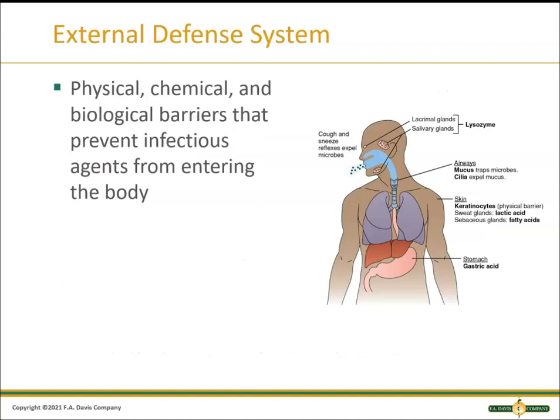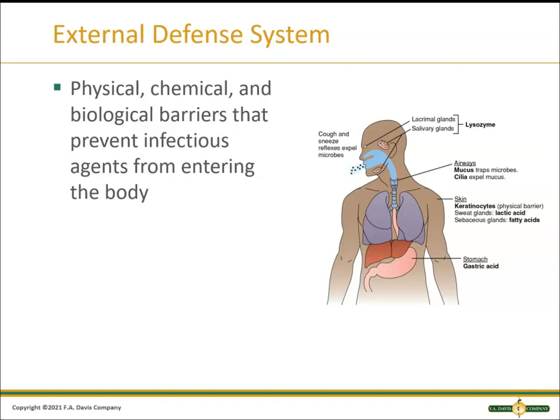So the external defense system, you can see from the picture, there are physical, chemical, and biological barriers out there that prevent any kind of infectious agent from getting into the body. These antigens we're talking about. For instance, the salivary and lacrimal glands that we have have digestive enzymes in there to help break down any kind of foreign thing that gets there. Our nose, we cough and sneeze. You've had stuff go the wrong way. You know how that happens. But anytime you're exposed to things, coughing and sneezing can expel some of the microbes that we have there.